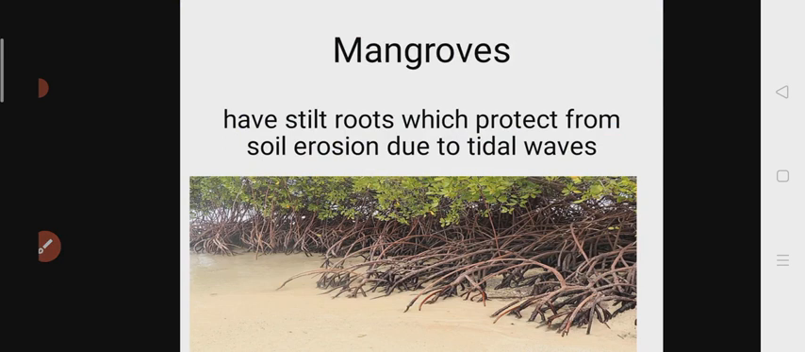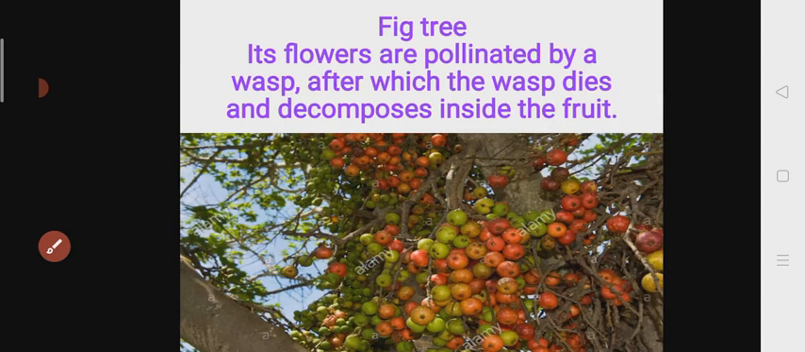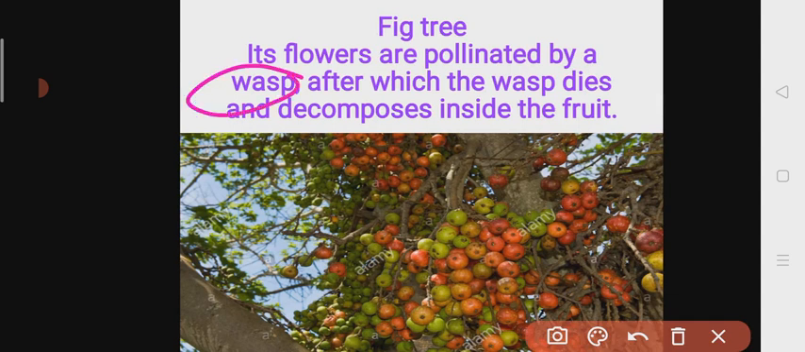Mangroves. These trees have stilt roots which act as barrier, and it protects from soil erosion due to tidal waves. The next one is fig tree. Its flowers are pollinated by wasp. Wasp is what? An insect. So pollination is done by a wasp, after which this wasp dies and decomposes inside the fruit.